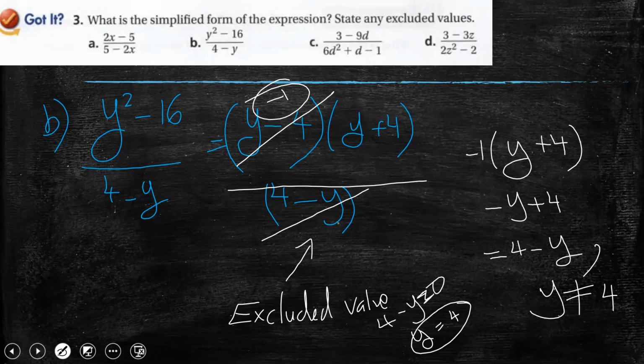Teacher, wait, here in negative 1 times y plus 4, what's the simplified answer? 4 minus y or negative y plus 4? It's negative y plus 4, but if you change the order, you get 4 minus y. But teacher, if you multiply negative 1 with positive 4, it will be negative 4. No, miss, it's like this: negative y minus 4. Thank you. So let's change it quickly before the video finishes.